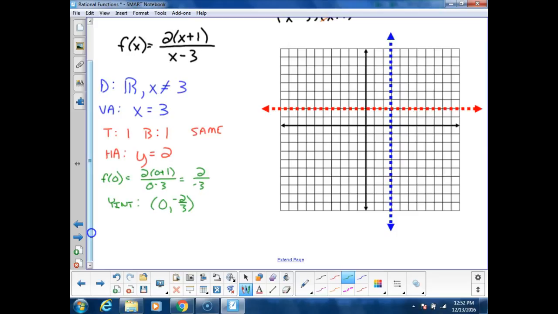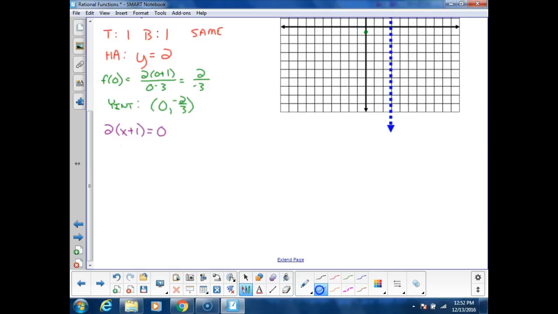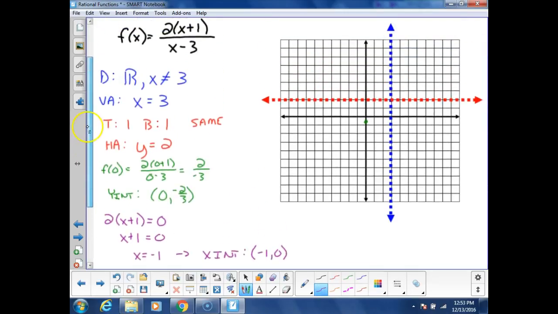Zero comma negative 2/3 is the y-intercept. The x-intercept is something times 0. Divide on both sides, and I get an x-intercept of negative 1 comma 0.